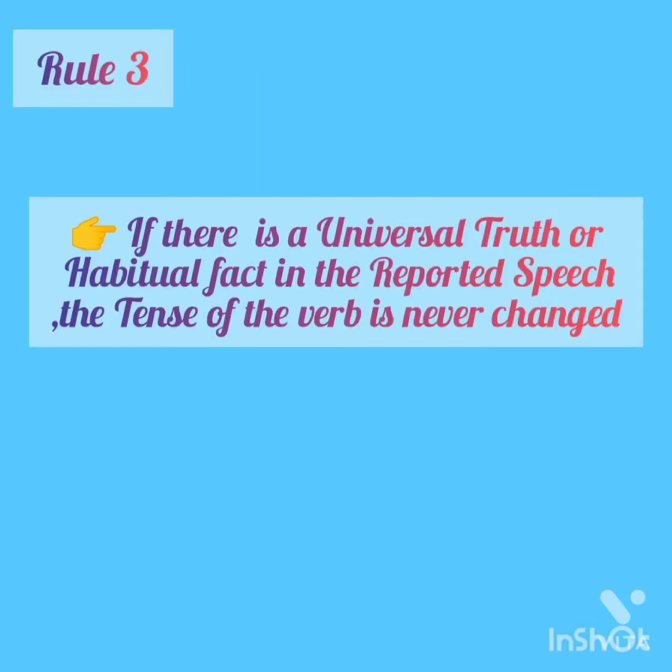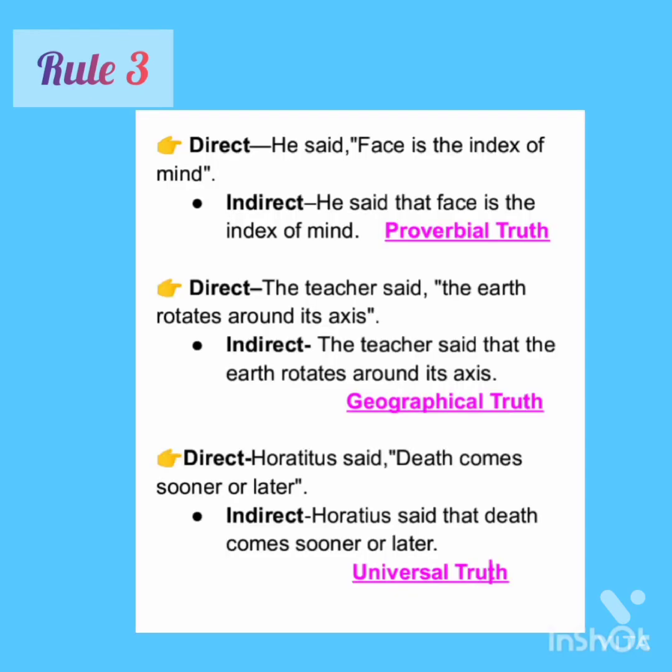Now coming to rule number 3. If there is a universal truth or habitual fact in the reported speech, the tense of the verb is never changed. Now knowing about it with an example. Now you can see over here the 3 examples are given. One is proverbial truth, next is geographical truth, and universal truth. So first one, when you see direct sentences: He said, "Face is the index of mind." So when we change into indirect sentence, the sentence will be: He said that face is the index of mind. Actually, the tense of the verb is never changed here because it is a proverbial truth.